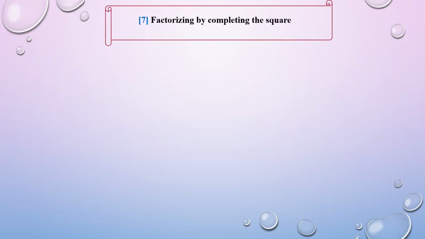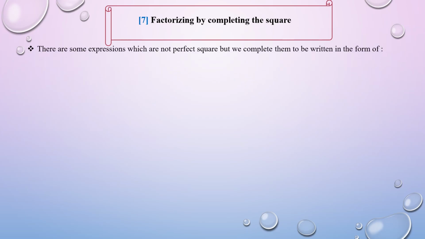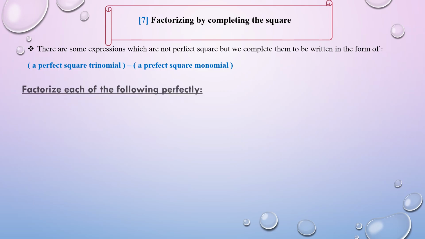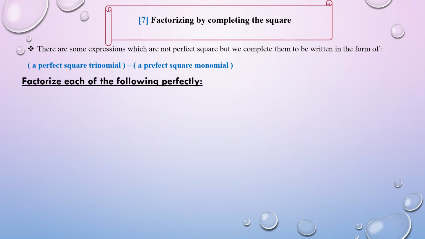Lesson 7, Factorizing by completing the square. There are some expressions which are not perfect squares, but we complete them to be written in the form perfect square trinomial minus perfect square monomial. Let's see how. Factorize each of the following perfectly.